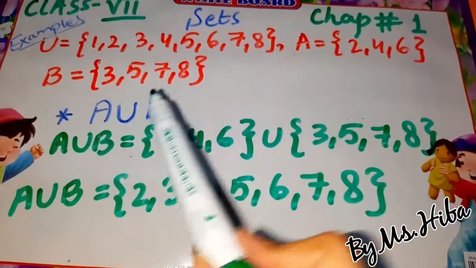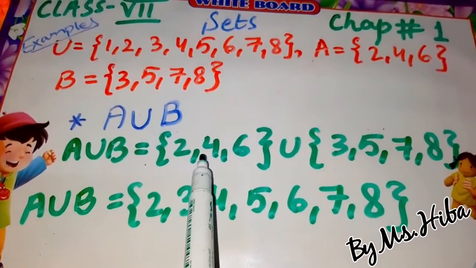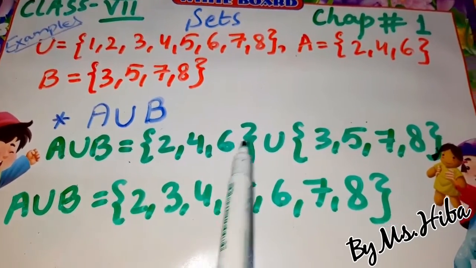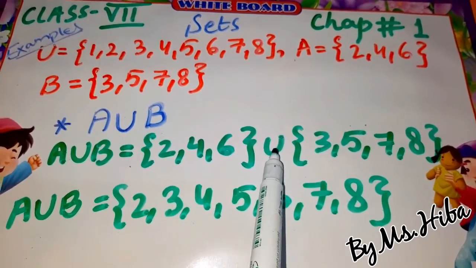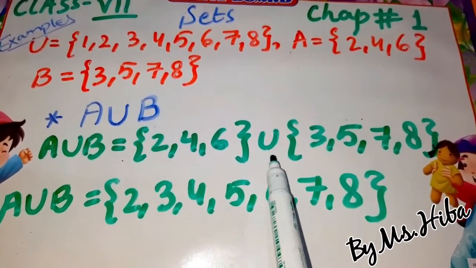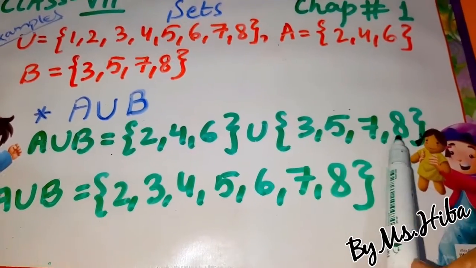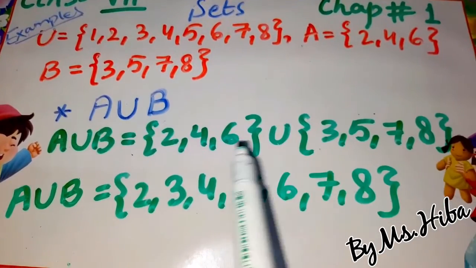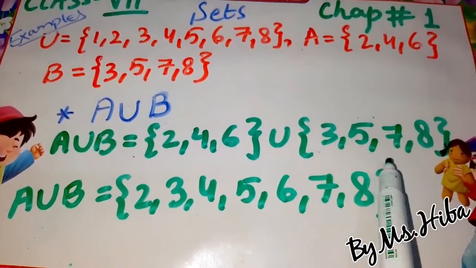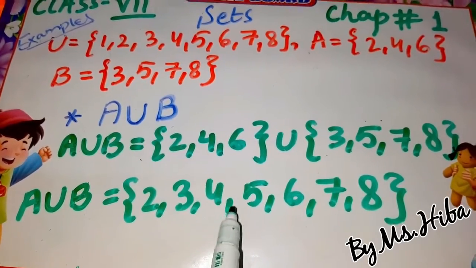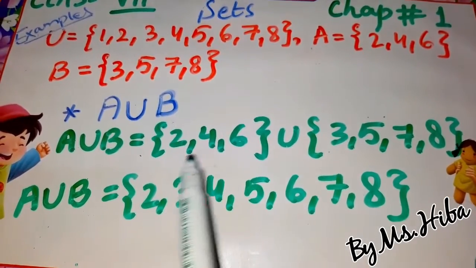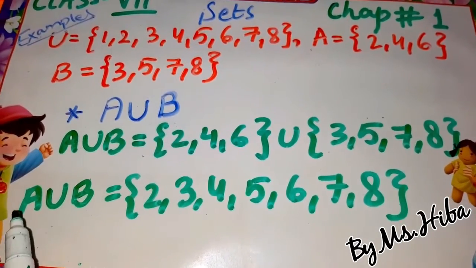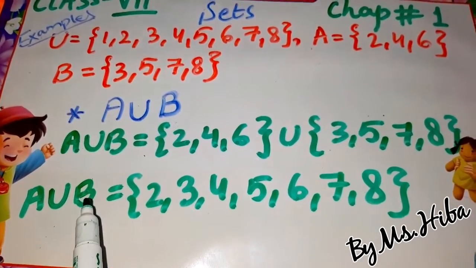So here is the solution. A union B. First we write set A, which is 2, 4, 6, then the symbol of union, because we are finding the union of these two sets, and then set B, 3, 5, 7, 8. A union set is one which contains all the elements of both sets. So the answer will be 2, 3, 4, 5, 6, 7, 8, because it contains all the elements of sets A and B. So it is the answer of set A union B.